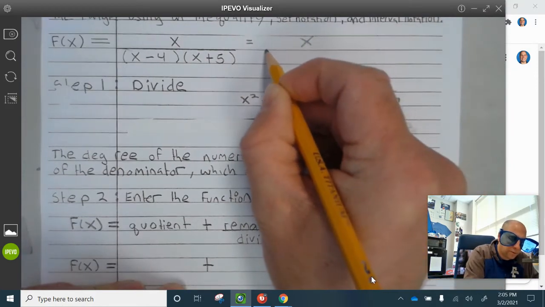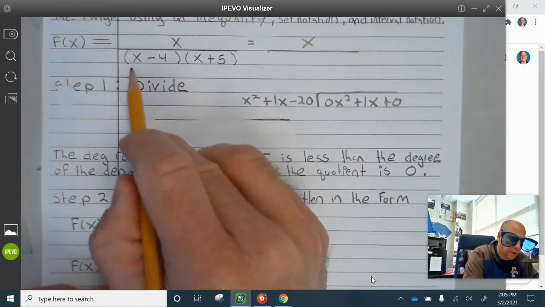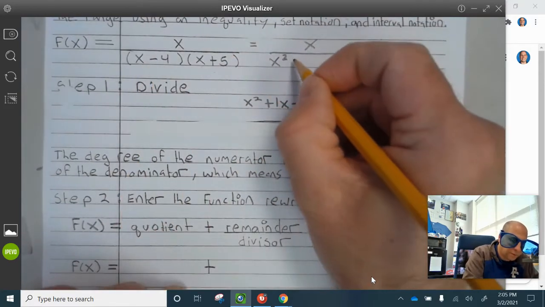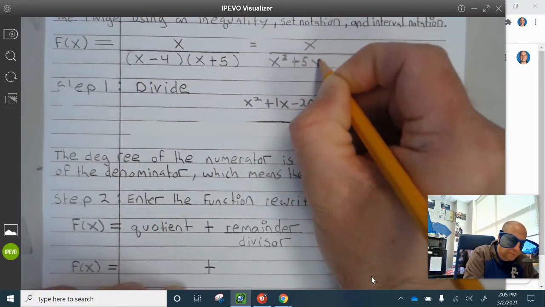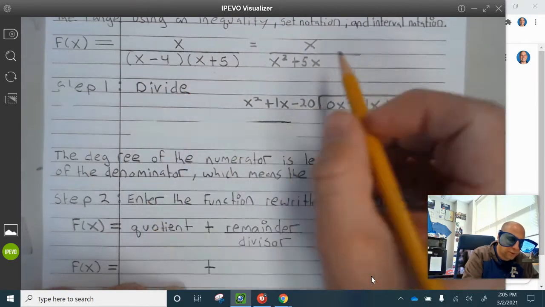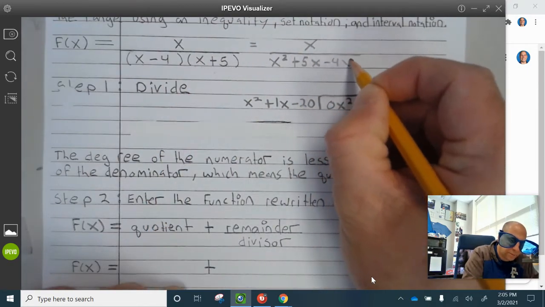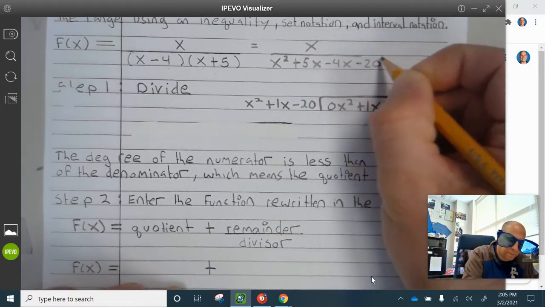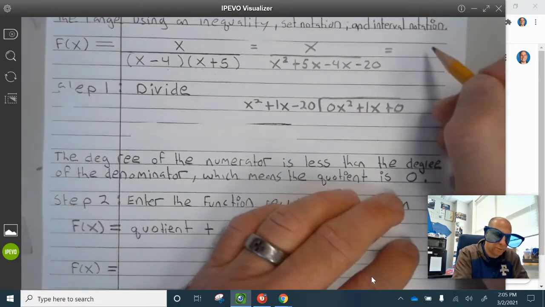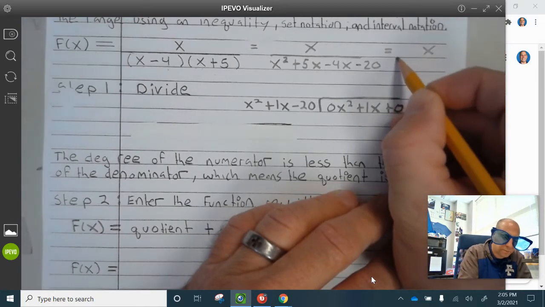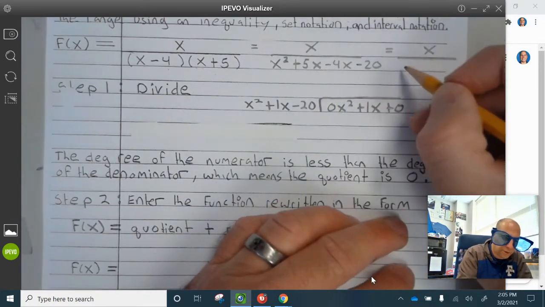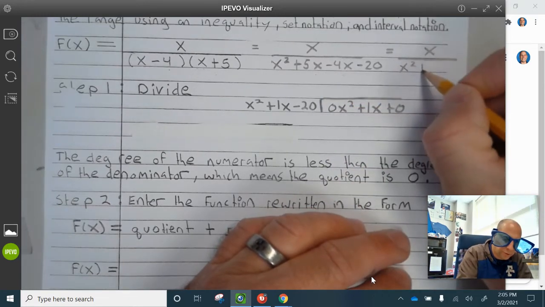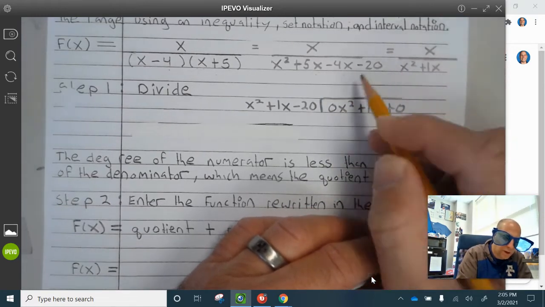the denominator. Okay, so x times x is x squared. X times 5 is plus 5x. Negative 4 times x is negative 4x. And then negative 4 times 5 is negative 20. Now, we simplify that. Well, that's x squared. 5x minus 4x is plus 1x. And then minus 20.